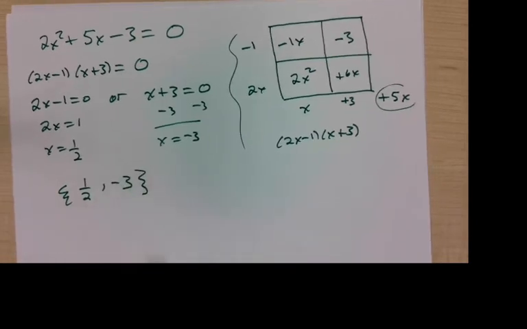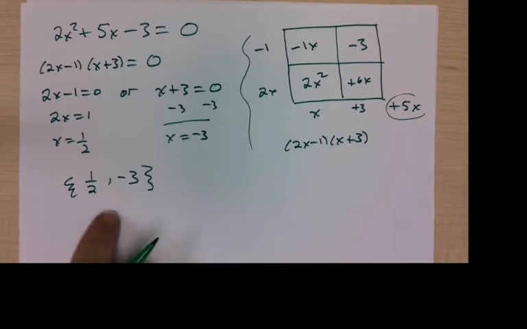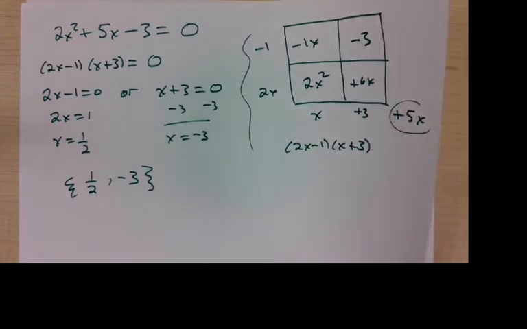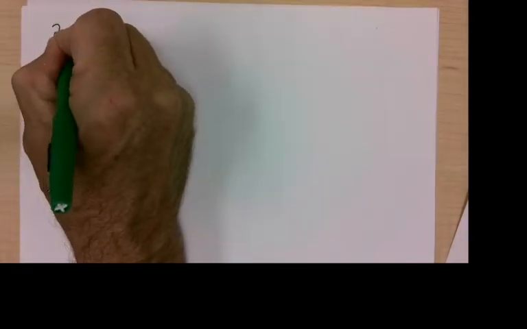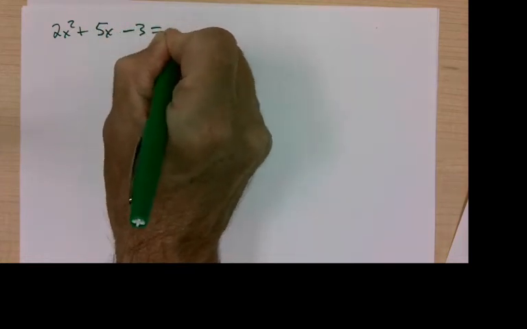But here's the thing. Most quadratic equations cannot be factored. But I'm going to go ahead and solve this with the quadratic formula and see if we get the same two answers. Will we get the answers of 1/2 and negative 3? So again, our question is 2x squared plus 5x minus 3 equals 0.